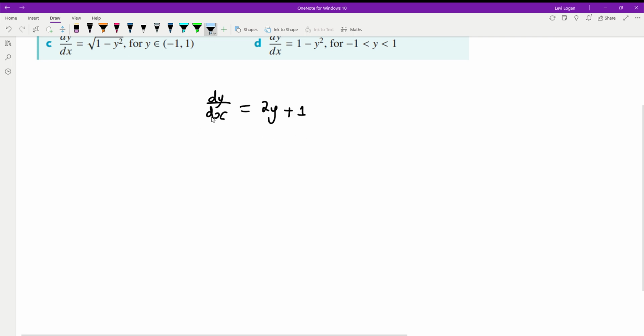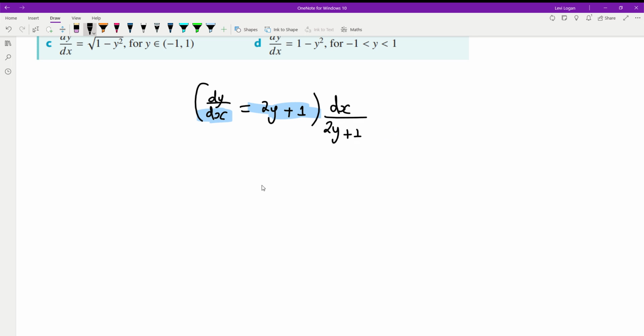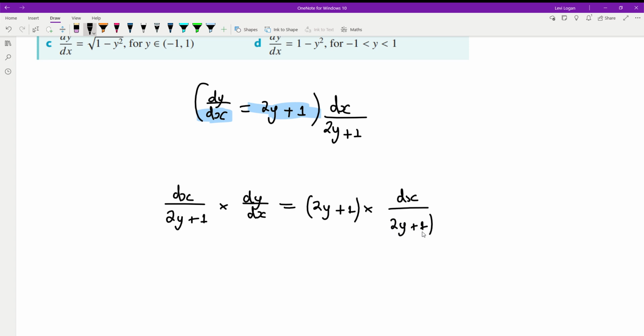So what we can do is swap this guy and this guy here by multiplying both sides by dx and dividing both sides by 2y plus 1. If we do that to both sides, on the left hand side we're going to have 1 on 2y plus 1 times dy/dx, and on the right hand side we're going to have 2y plus 1 multiplied by dx times 1 on 2y plus 1.